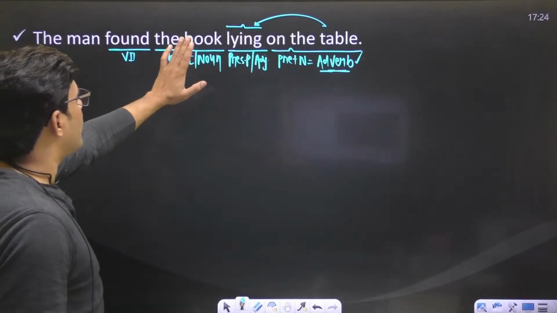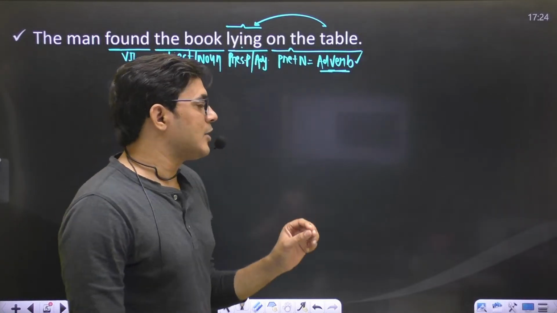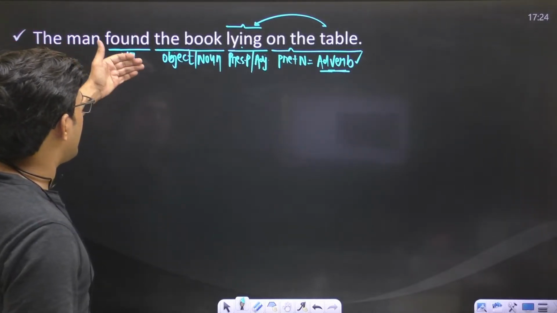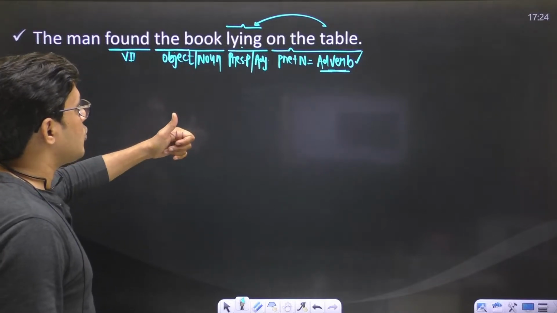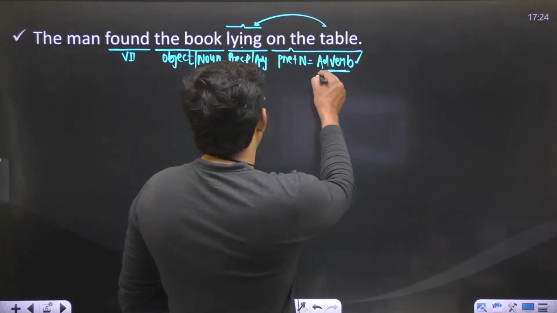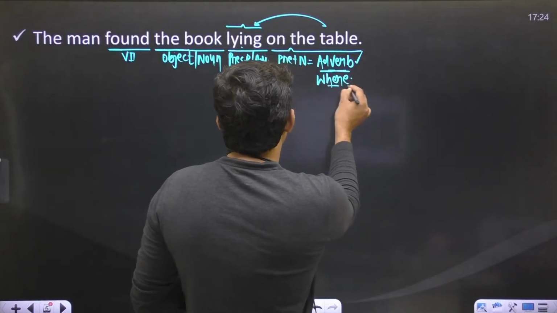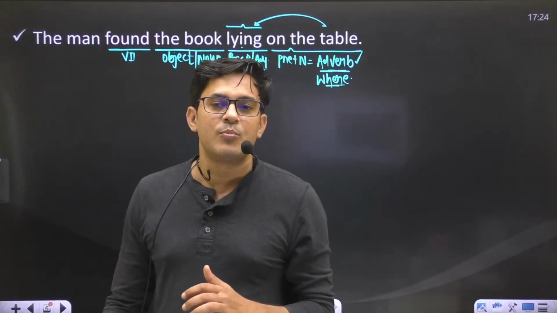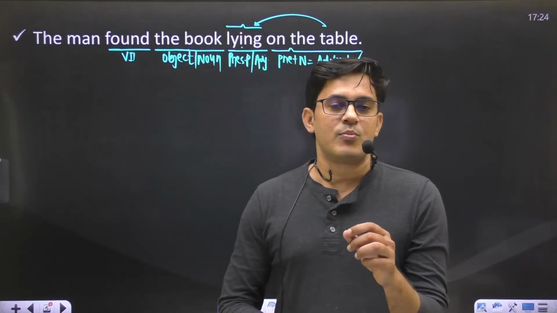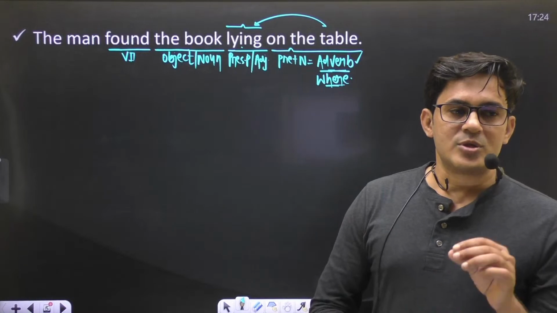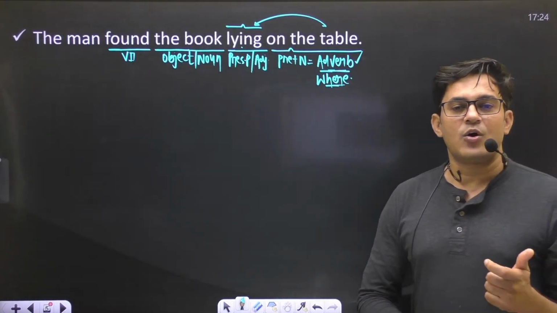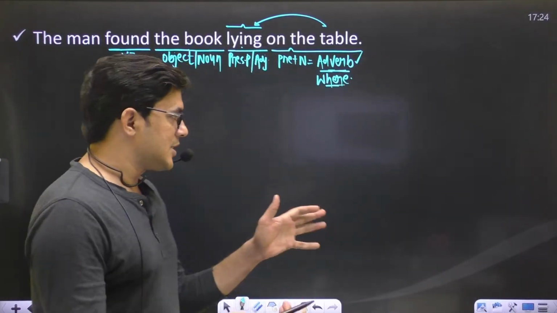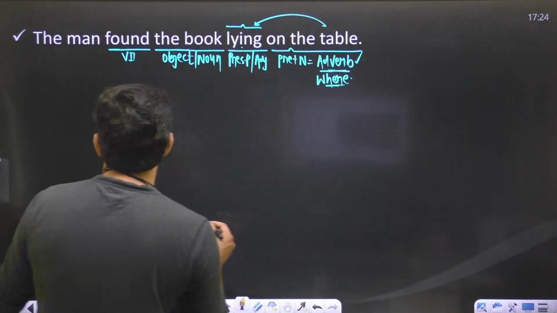So the man found the book lying on the table. This lying is the reply of what kind of, right? What kind of book did the man find? The reply is the man found the book lying. And on the table is the reply of where, right? You can put the question, where did the man find the book lying? So the reply will be the man found the book lying on the table. So this on the table now becomes the reply of where, and the reply of where is always adverb of place.